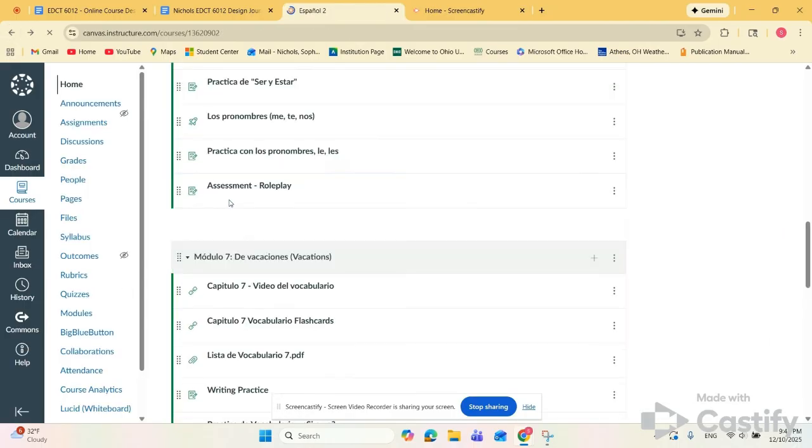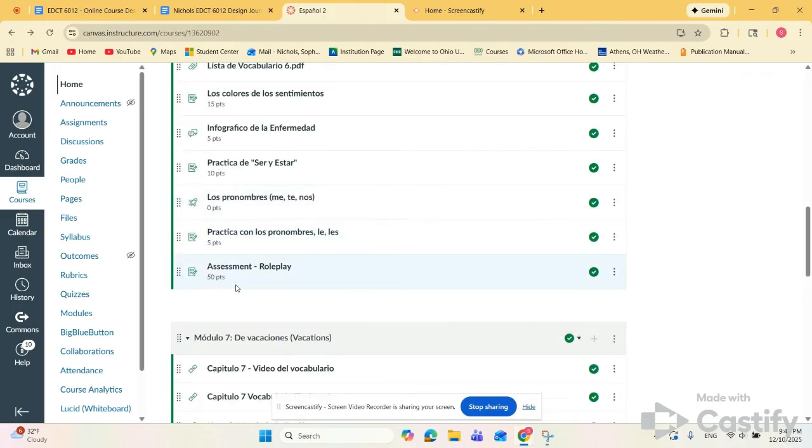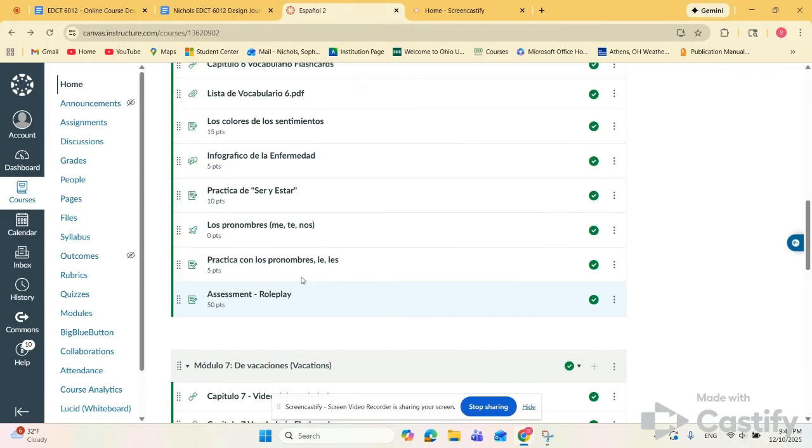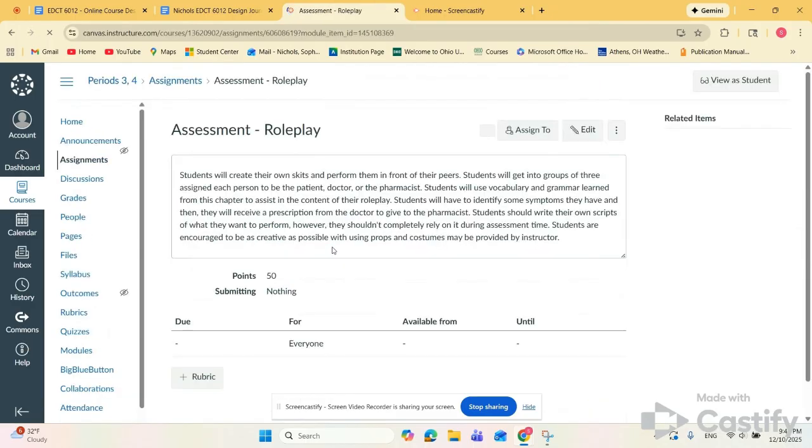And for that assessment, I had students doing a role play. They would create a skit in a group of 3. One person would be the doctor, one person would be the patient, and the other person would be the pharmacist. Whoever's the patient would have to identify some symptoms they had, and then they would go through the motions of going through the doctor and the pharmacist. With the role play, students should be as creative as possible, using props made or certain things like that.